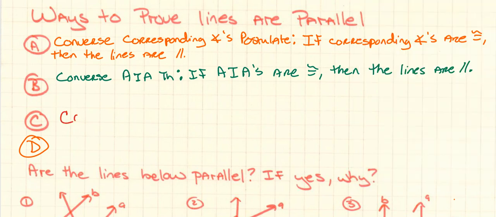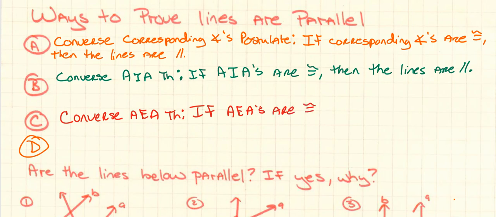You have converse alternate exterior angle theorem. And it says if alternate exterior angles are congruent, then the lines are parallel.